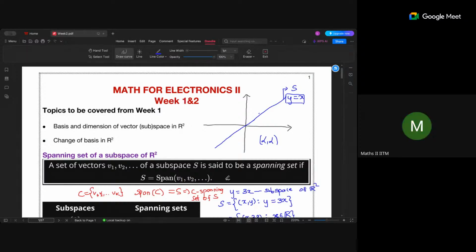Same way, every spanning set for a non-zero subspace should have at least one non-zero vector. So at least one of these vectors should be non-zero. Suppose, let us say if S is non-zero, then at least one Vi is non-zero.